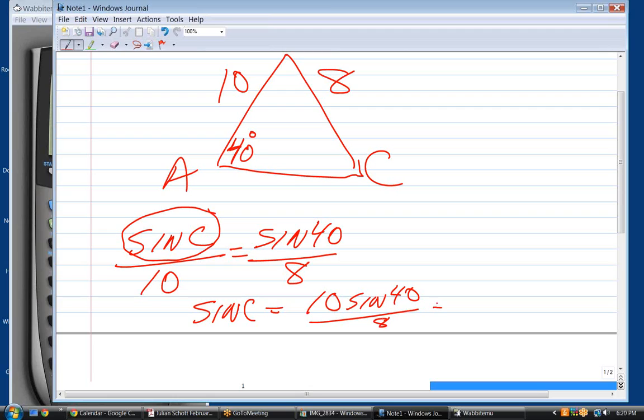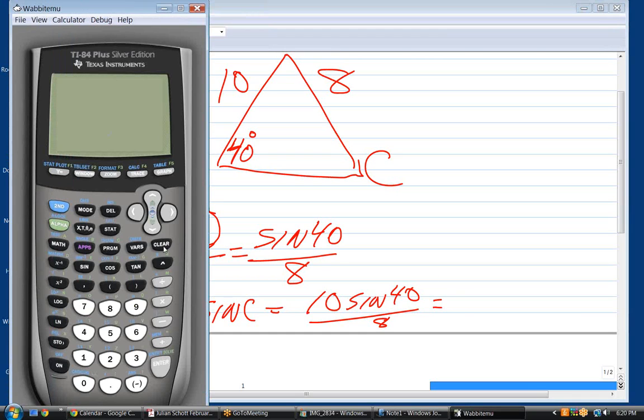Come up with a number. And divided by 8. And I got... I think I need another new calculator. I keep breaking them. Let me show you how I would do that on my own. I'm going to hit 10 times the sine, let's put parentheses in there for you, so it's 40 divided by 8. That gives me the sine of C.